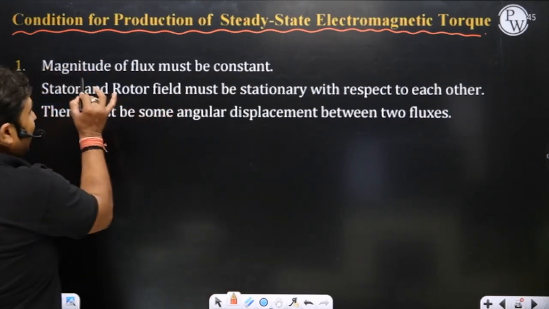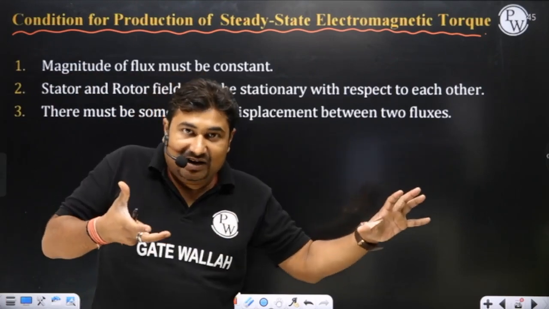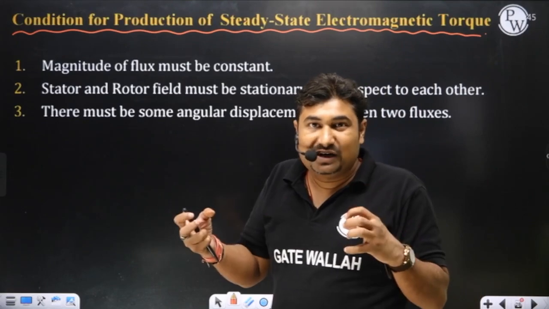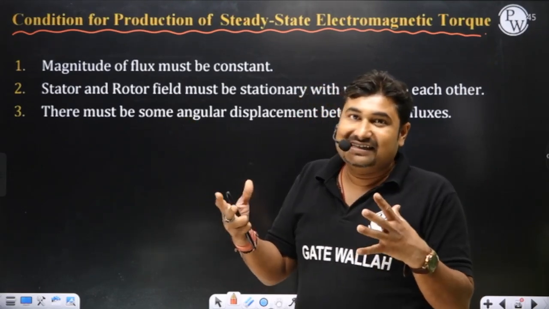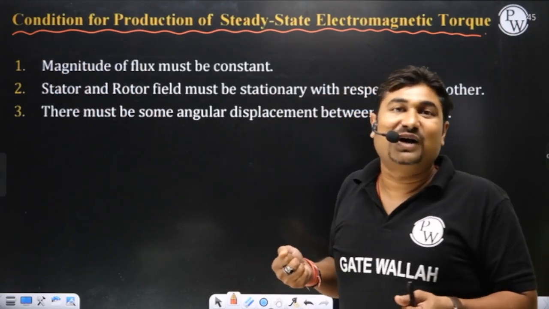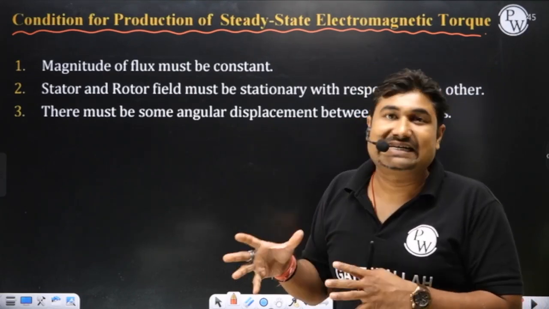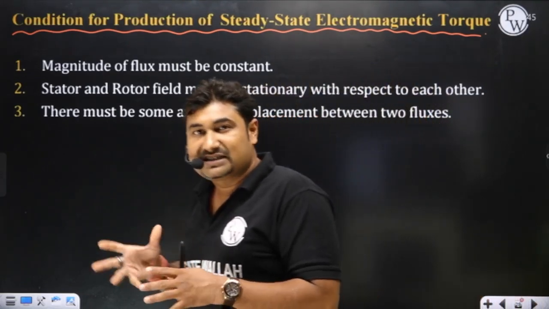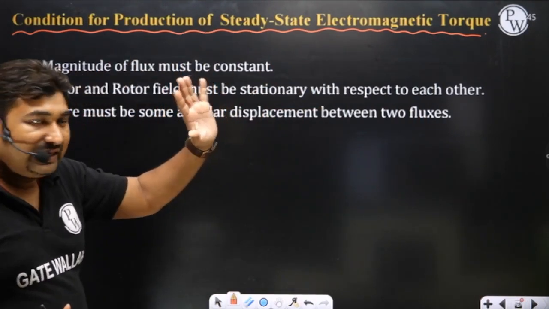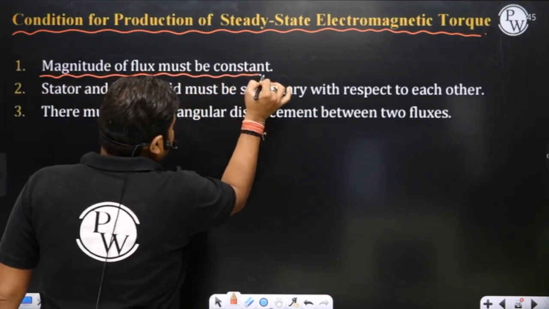Sir, the magnitude of the fluxes must be constant. Otherwise, the torque will be harder or softer. If the north and south pole magnitudes are changing, then sometimes north is stronger and it will pull south harder, so you get more torque or less torque. That torque is a pulsating type torque, not a constant magnitude torque. In order to have a steady state electromagnetic torque, first thing is the magnitude of the fluxes must be constant.